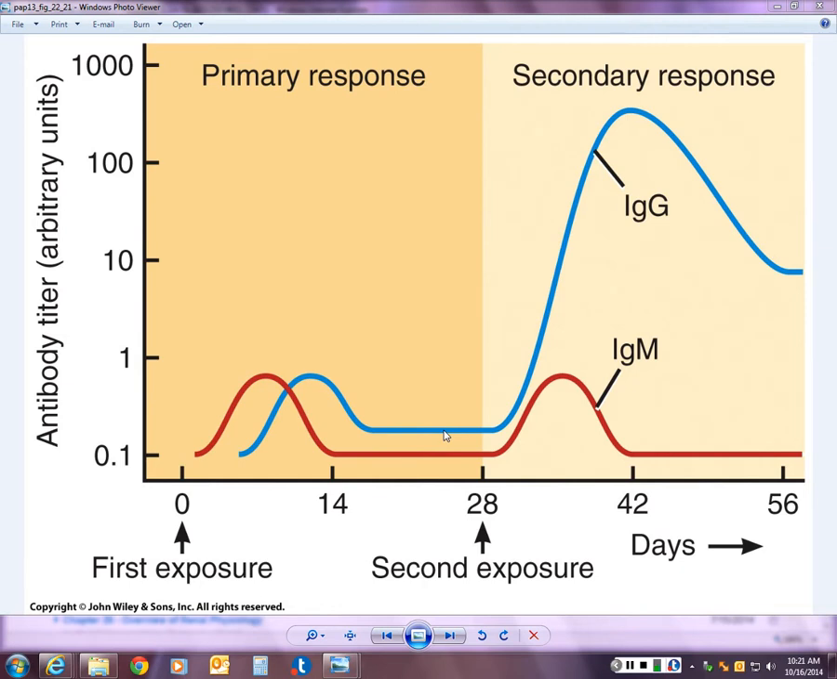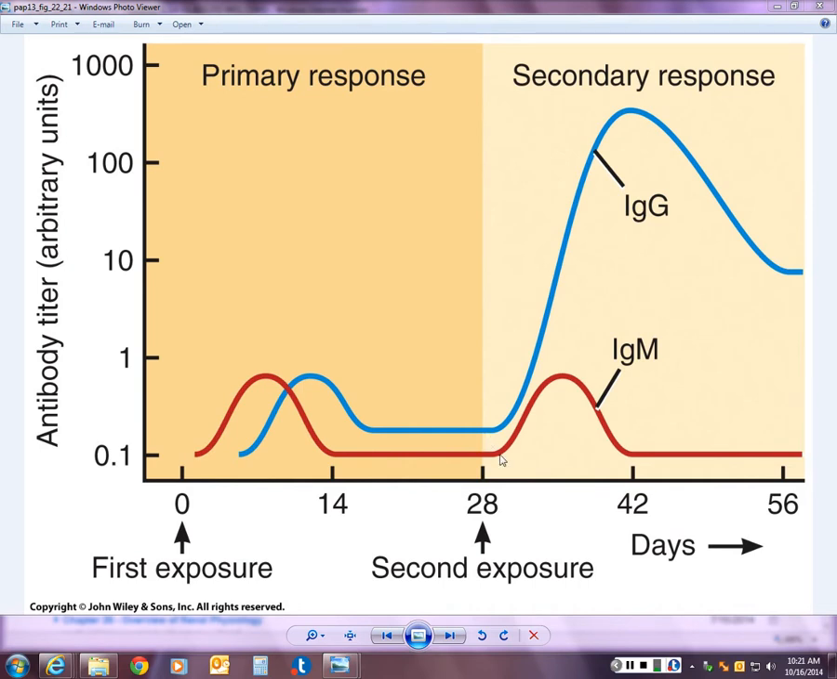Now, obviously, what if this isn't the only time that person is exposed to that given antigen? So if that person should be exposed again, maybe they'll enter this phase, which is called a secondary response, which is seen on the right-hand side of the diagram. So at day 28, a second exposure occurs.